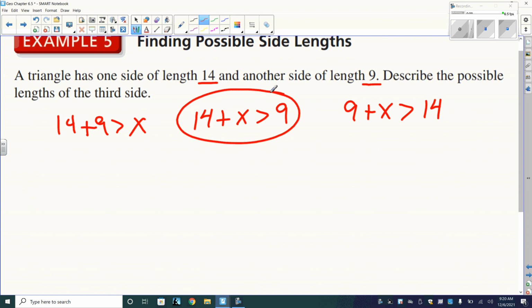Why do we not care about this one here? Yeah, 14 is greater than 9. There's no way that I could add a side length to it and it'd be less than 9. So that doesn't really tell us anything.